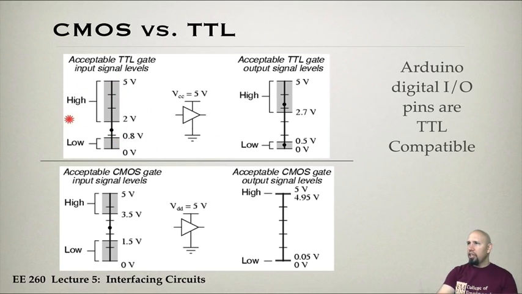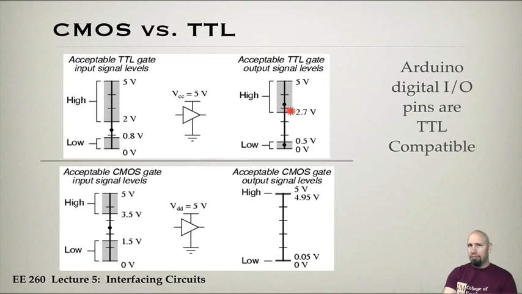So a TTL gate will accept these and make these definitions. If I have anything between 0.8 volts and 2 volts, the TTL does not know what to do with it. It will arbitrarily assign a value, either a 1 or a 0. As far as output is concerned, TTL circuits are designed to put out as a high something between 2.7 and 5 volts. So notice that a TTL level is not guaranteed to put out 5 volts as a 1.